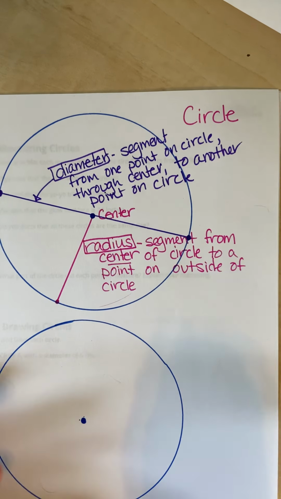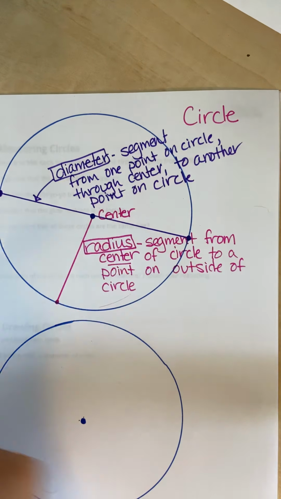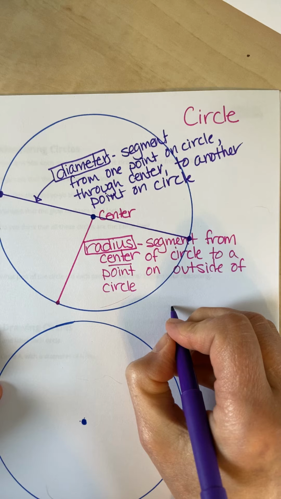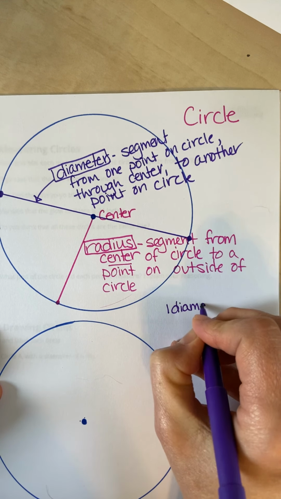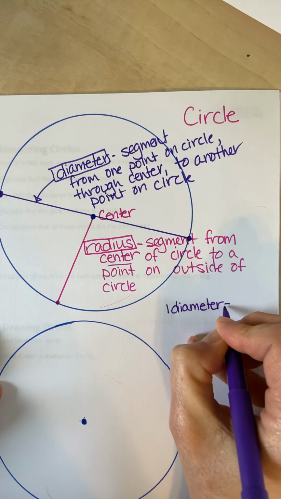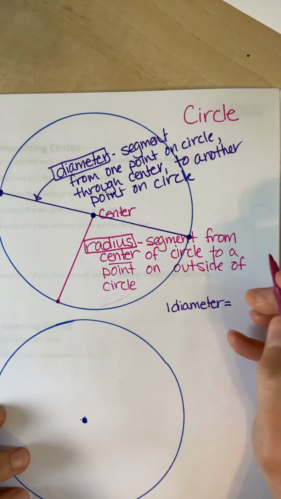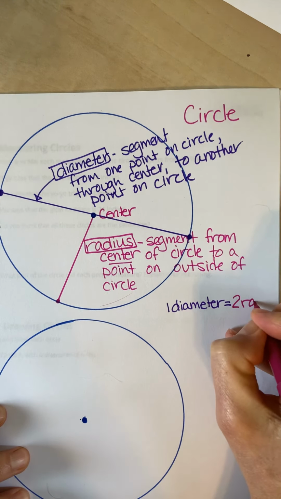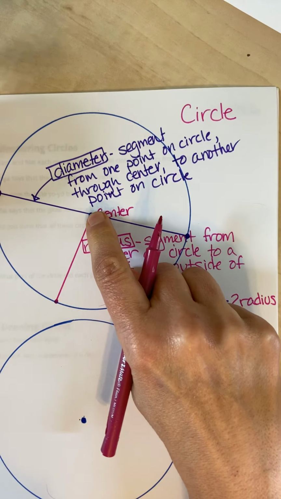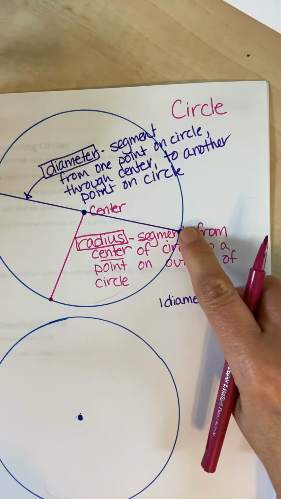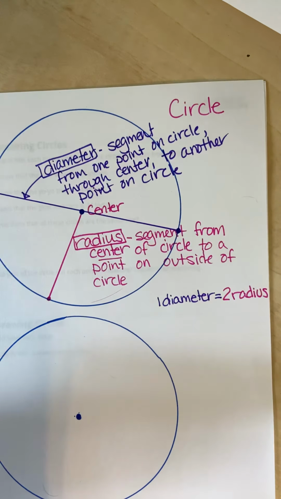What you need to know about that is one diameter is equal to 2 radius. Okay, so that's a radius, that's a radius, that's a diameter, okay?